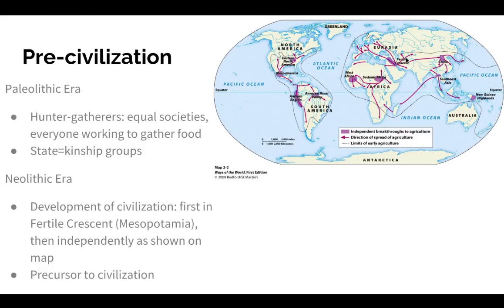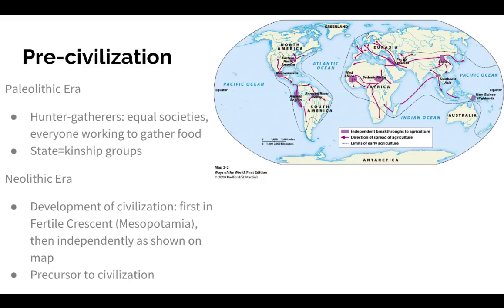And before the civilizations, we have two basic time periods, the Paleolithic era. Remember, that's the hunter-gatherers, and we think that their social hierarchies were non-existent, essentially, that everyone had an equal role and there was no patriarchy or any sort of hierarchy, and that politically they were organized by kinship groups, meaning they were related to each other.